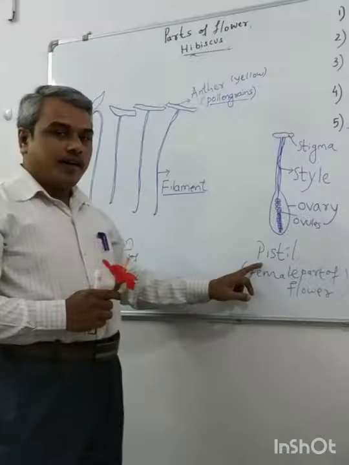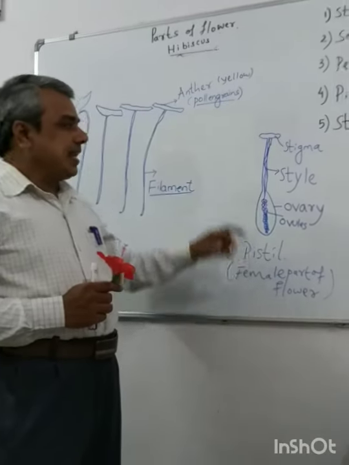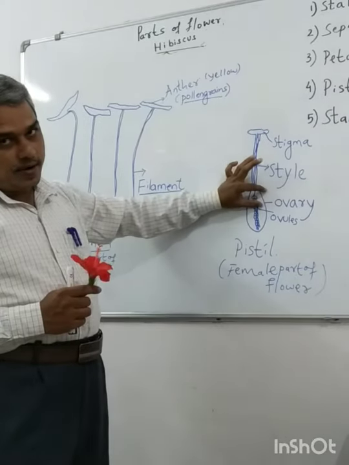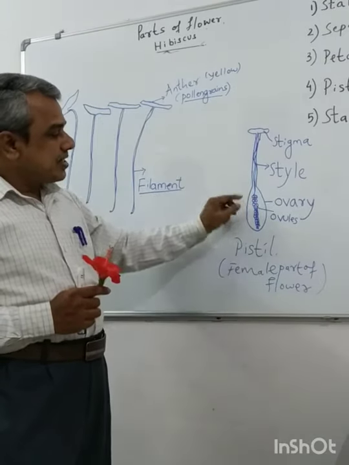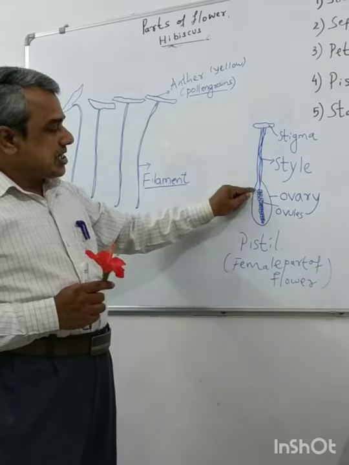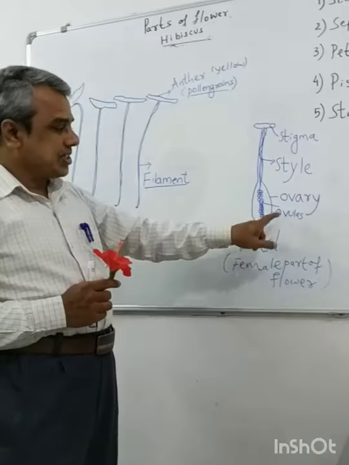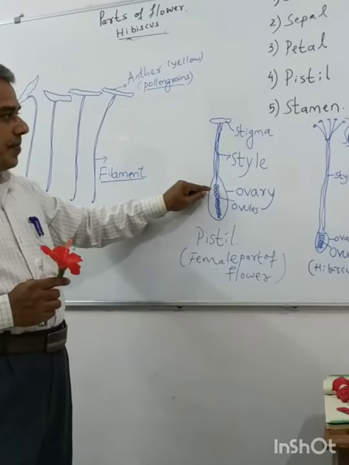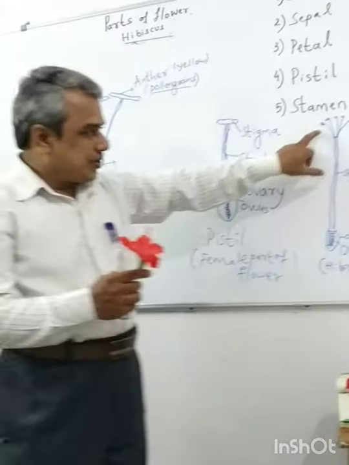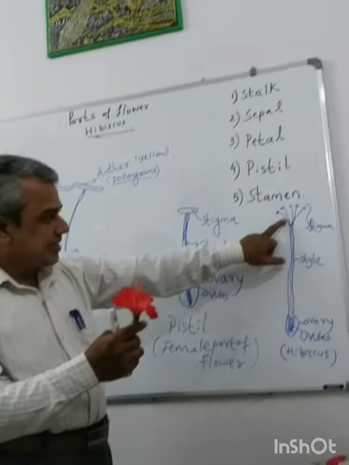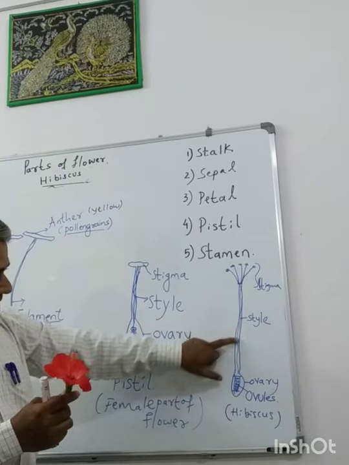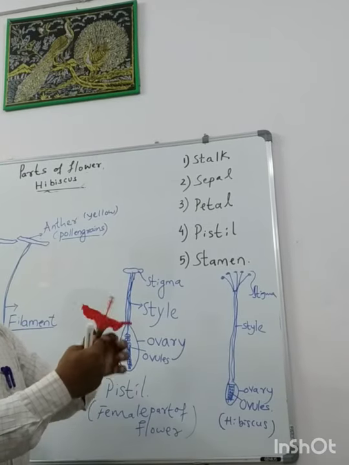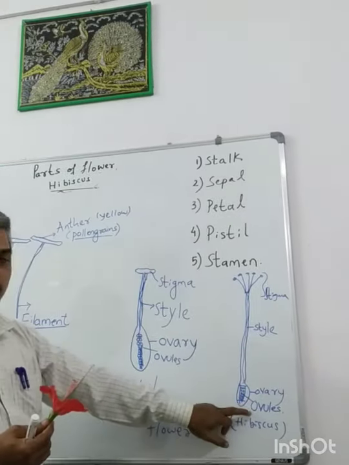Now the female part of the flower, pistil, has three parts: stigma, style and ovary. And the ovary contains small bead-like structures called ovules, white in color, or sometimes different. This is shown here in this hibiscus. You can see this is the stigma. This is the style inside, white color. And this is the ovary, the bulged part. Inside the ovary we have ovules.